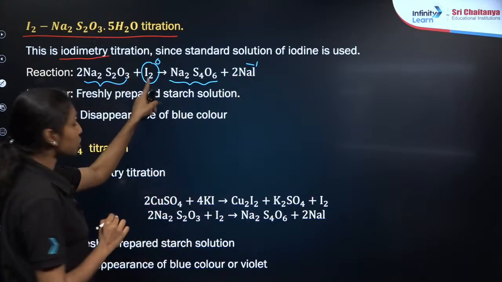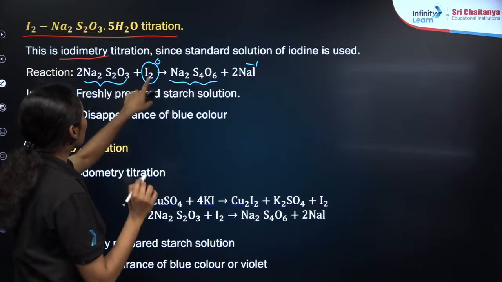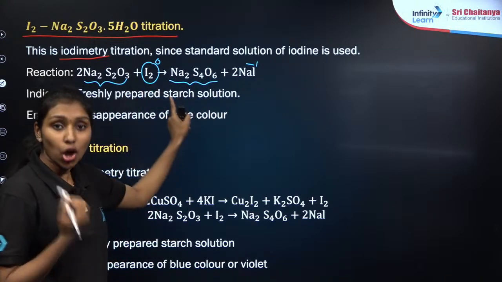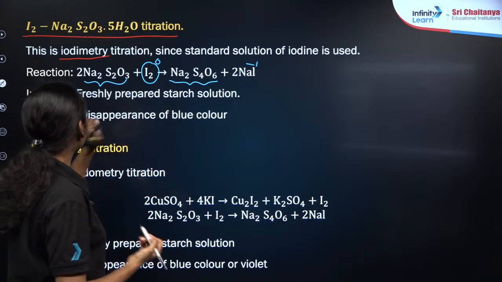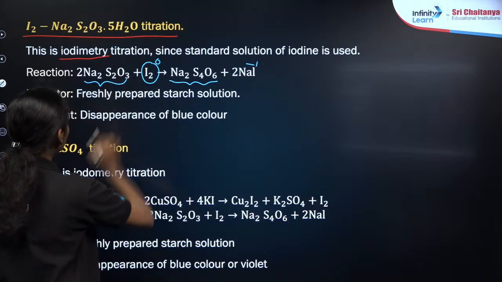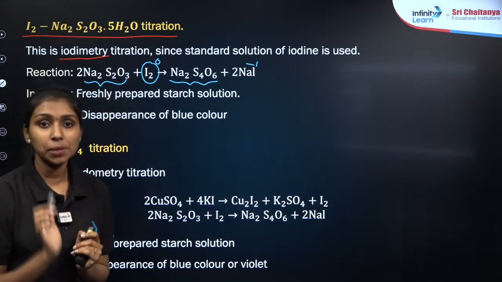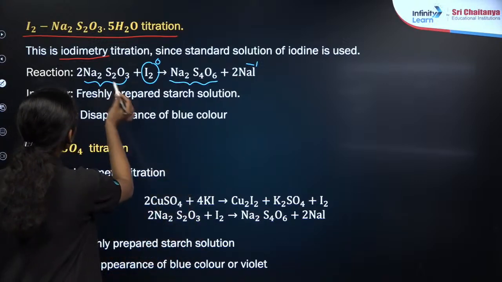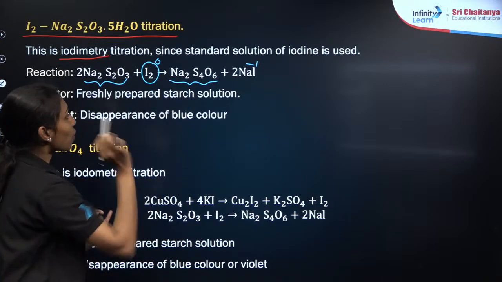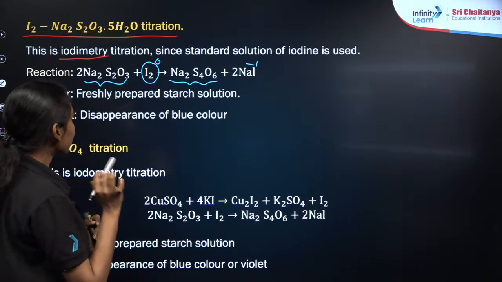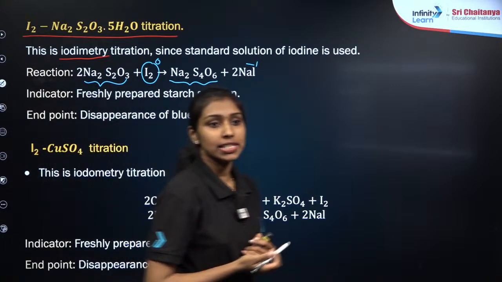This means that iodine undergoes reduction. It changes its oxidation number from 0 to -1, which means it undergoes reduction because iodine is the oxidizing agent used here. Then what about Na2S2O3? While calculating the oxidation number, you can see that Na2S2O3 changes to Na2S4O6 by oxidation, because it is the reducing agent used here.